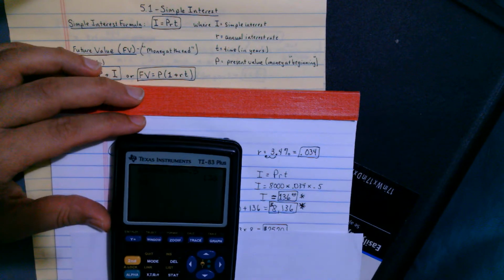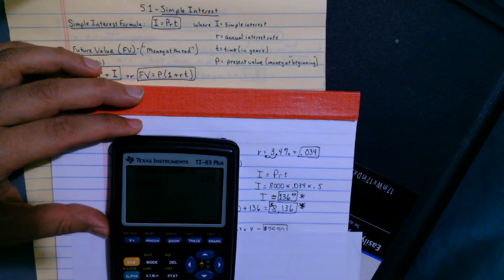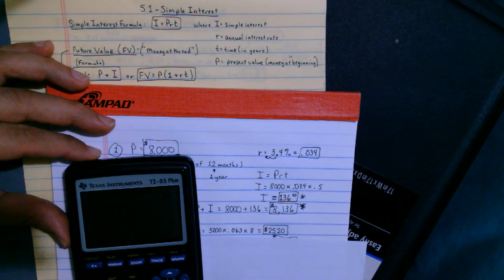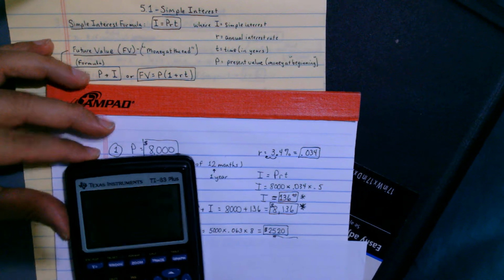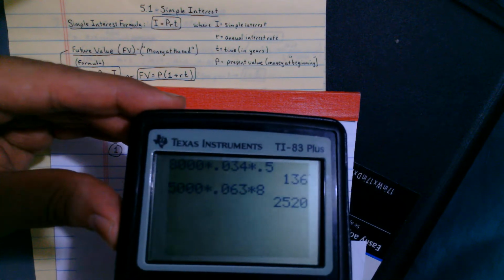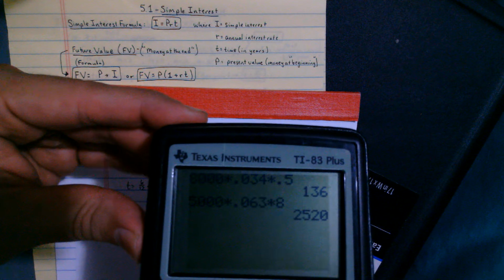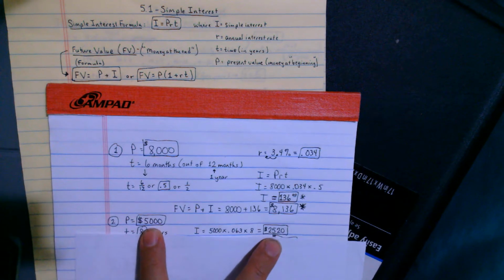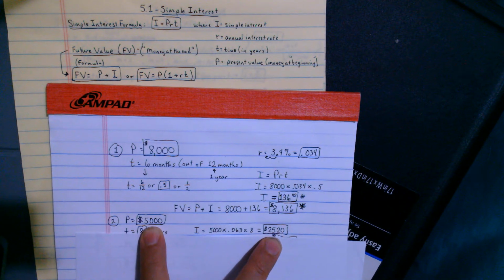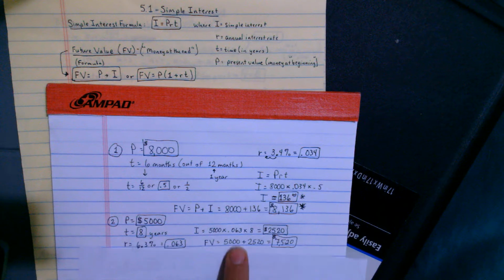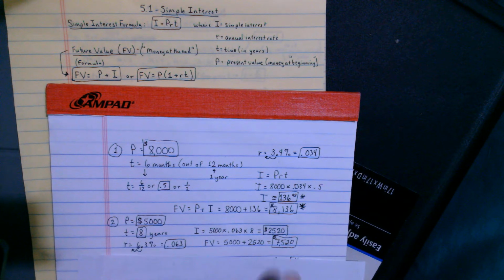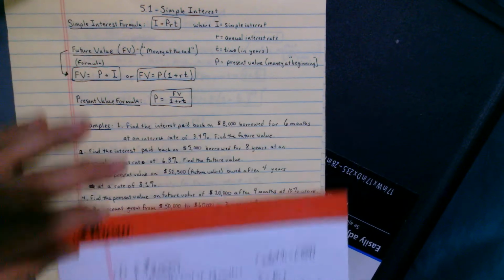So just really fast here, I don't have much space to deal with here. 5,000 times 0.063 times 8. Again, I don't know if that comes out well or not, but that's your 2520. You take the 2520, which is your interest now, and you add it on to how much you borrowed, it adds up to 7520. And that essentially will be problem number 2.